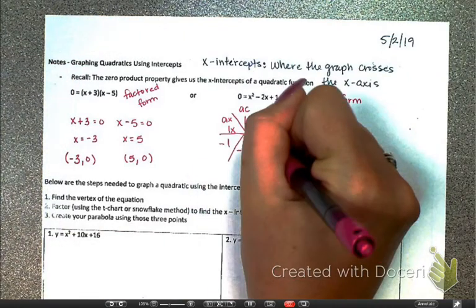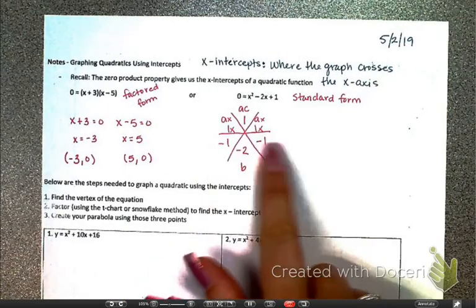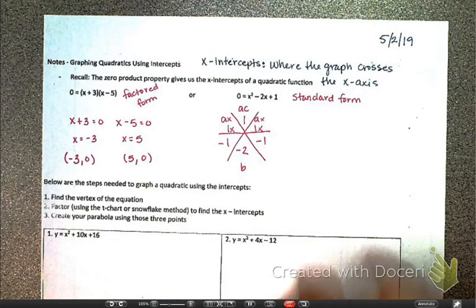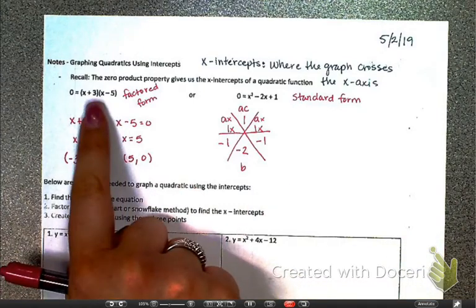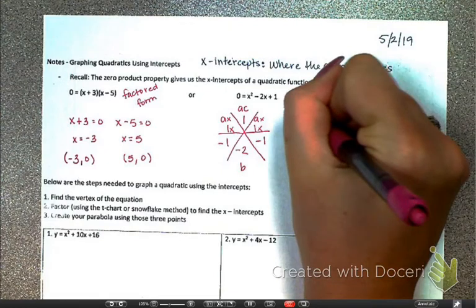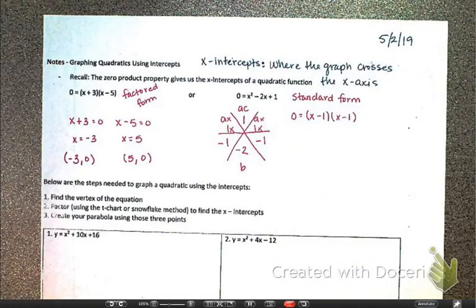-1 and -1. So let's check. -1 times -1 is 1. -1 minus 1 is -2. Now, we factored it, but we need to write it in factored form. So 0 equals x minus 1 and x minus 1.